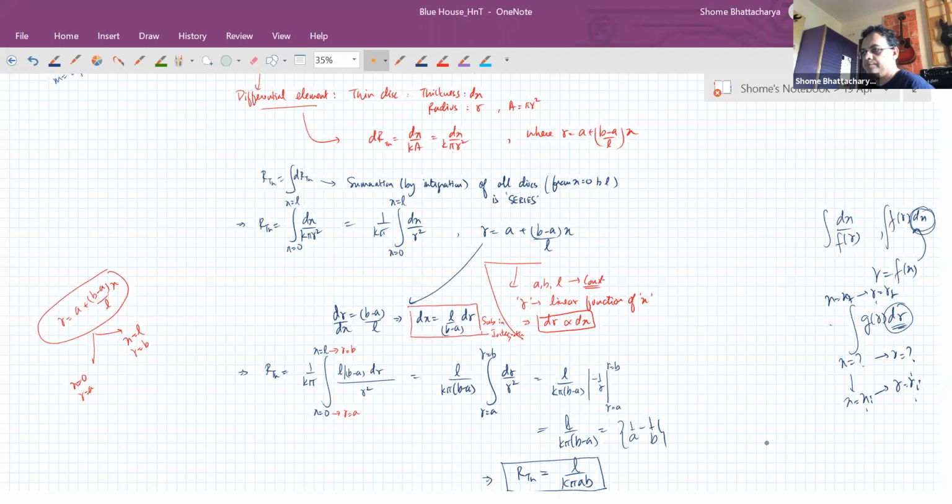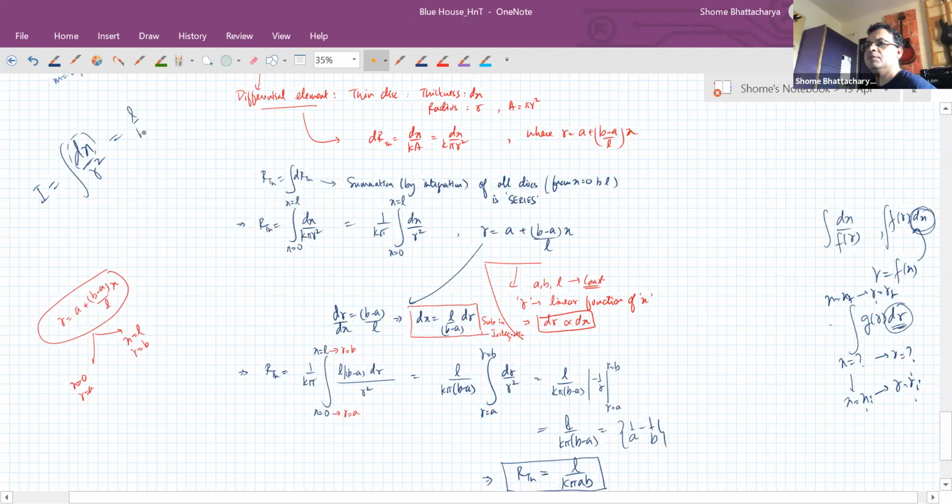I didn't understand why we changed x equal to L to r equal to b. Because see what we are doing now, we are replacing dx in the numerator of the integral. The integral is dx upon r square. Now we are replacing this dx in terms of dr, so this becomes L upon b minus a, that is coming out, dr by r square. Now once we have substituted dx in terms of dr, what is the variable of integration? It is not x anymore, it is r.